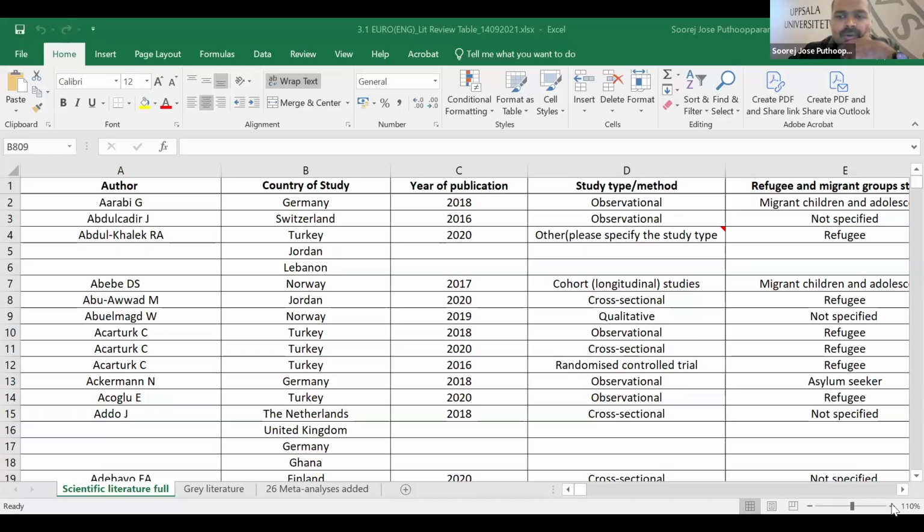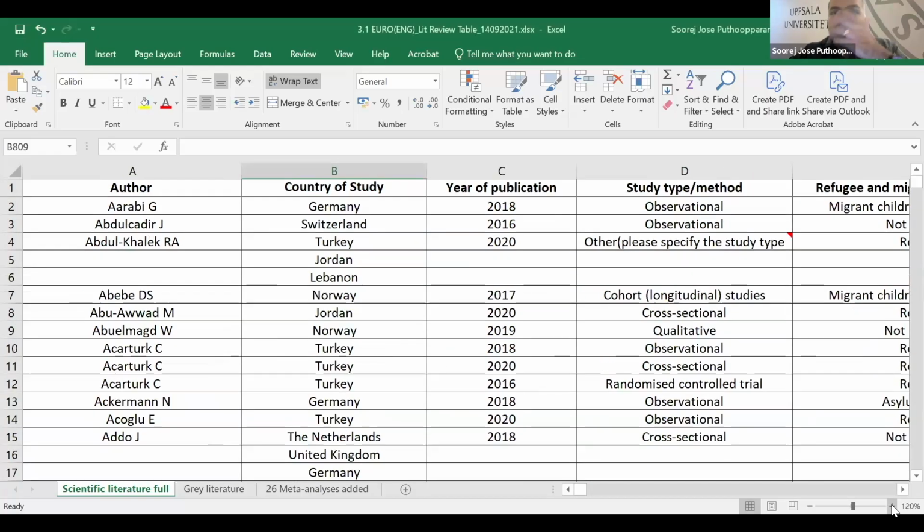Great. So this is one of the sheets we use for the WHO scoping review. This is a typical data extraction sheet. So then I put the name of the author, where the study was done, because this was for the European region.